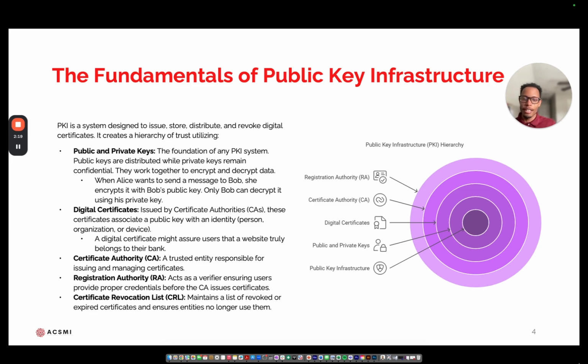So the CA is the entity that gives, manages, and issues certificates. The registration authority, or the RA, acts as a verifier. It basically ensures that the user is providing proper credentials before the CA issues the actual certificate. And then there's the CRL, which is basically a list of all the expired or revoked credentials, to ensure that the entity can no longer use them. That's good. You want to have all these in place to ensure that you have the correct fundamentals going on of PKI.